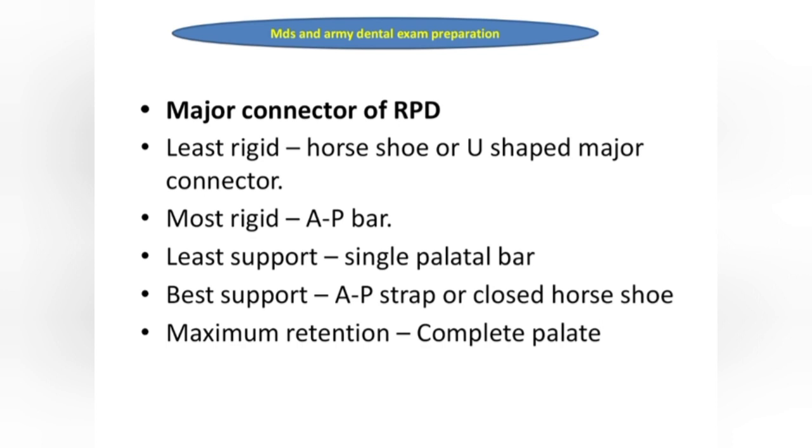This is my last slide. Major connector of RPD. The least rigid major connector is the horseshoe or U-shaped major connector. Most rigid is the antero-posterior bar. Least support is the single palatal bar major connector. Best support is the antero-posterior strap or closed horseshoe-shaped major connector. And the maximum retention is the complete palate major connector.